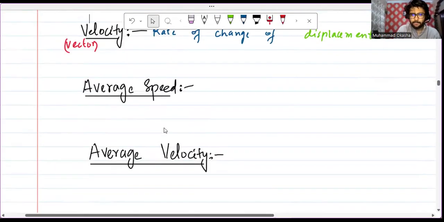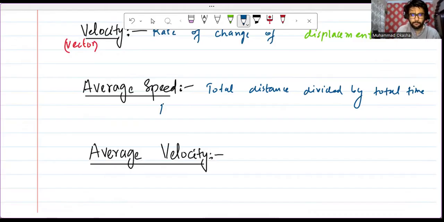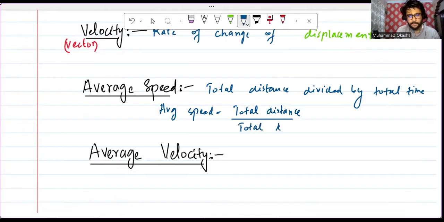Next we have average speed. Average speed is total distance divided by total time. The formula for average speed is equal to total distance on top and total time at the bottom, and that's how you would get the average speed. Average speed again is a scalar quantity.